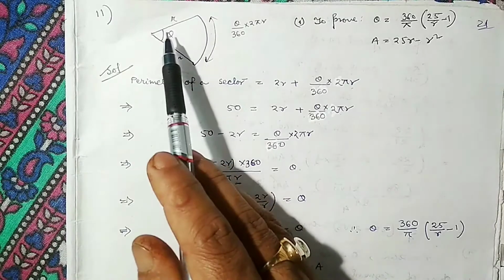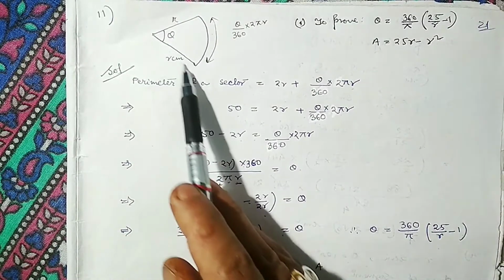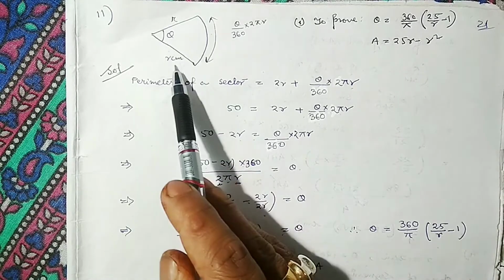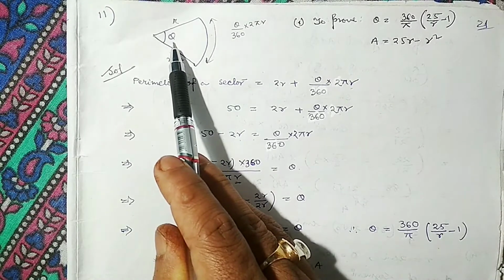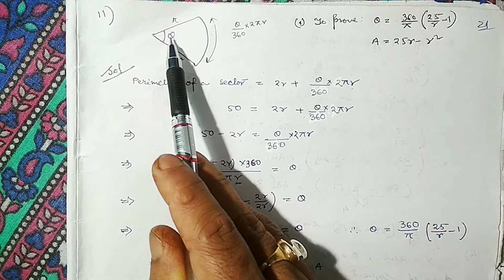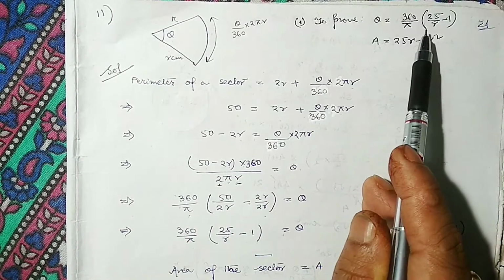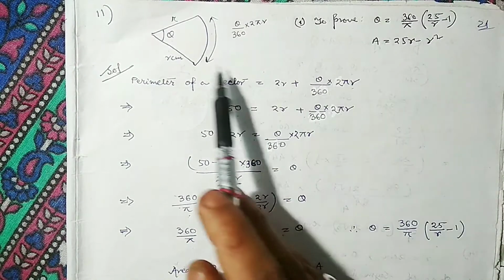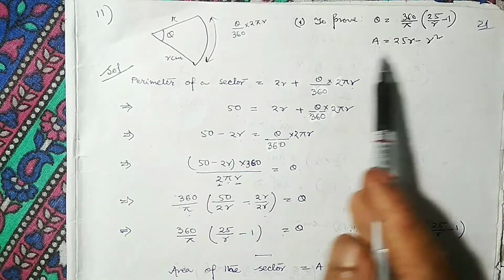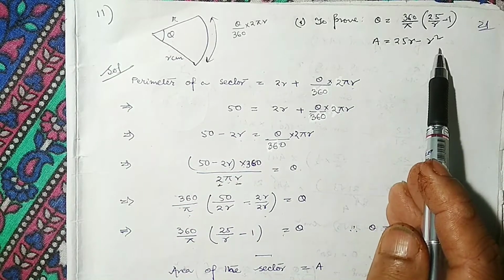In this question, this part is radius, this part is radius, both are r, this angle is theta, and we are to prove that this theta equals 360 by pi, 25 by r minus 1, and area of this sector is 25 r minus r square.